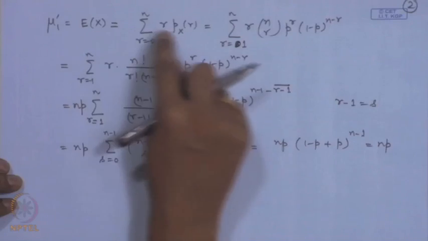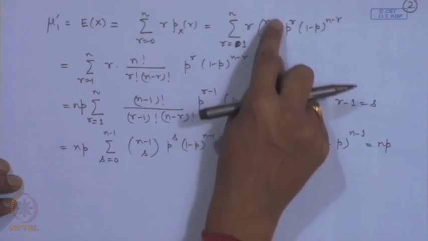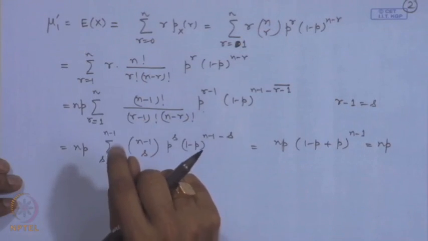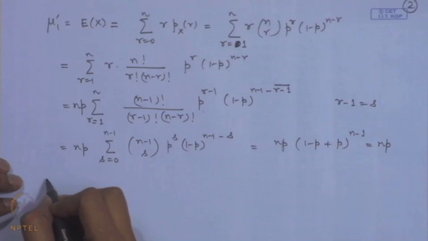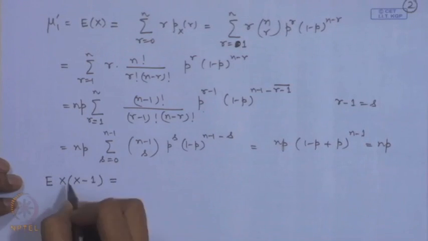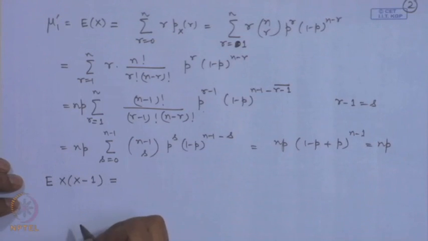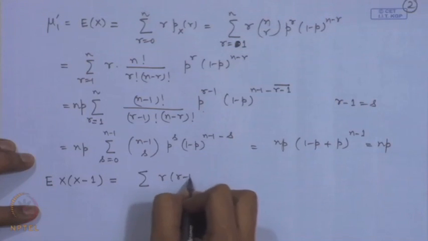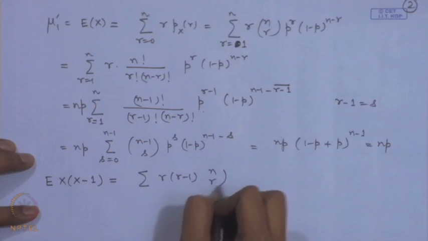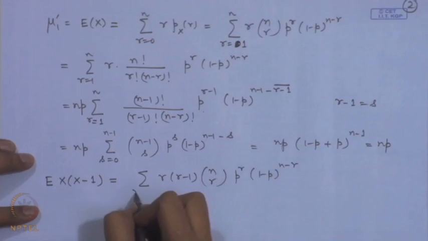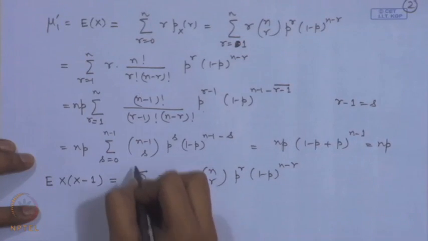Now, the way we did the calculation for expectation of x, we split this combination term and cancelled out one of the terms in the factorials. Therefore, it is beneficial if I calculate the so-called factorial moments. So, let us look at expectation of x into x minus 1. That is equal to sum of r into r minus 1, n C r, p to the power r, 1 minus p to the power n minus r, r equal to 0 to n.